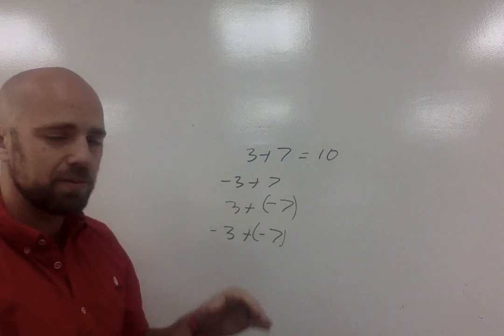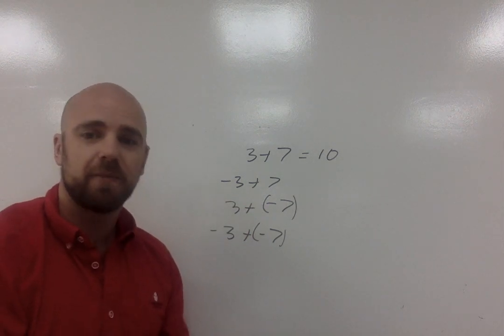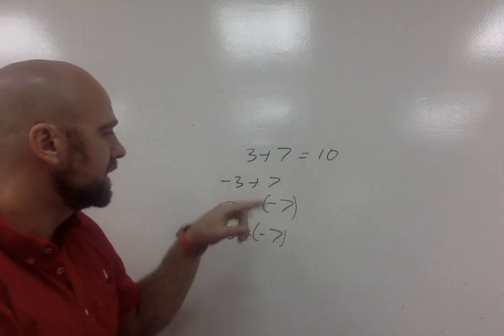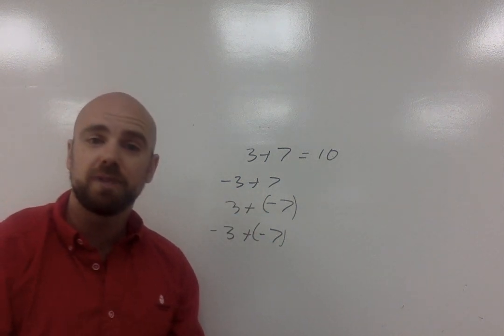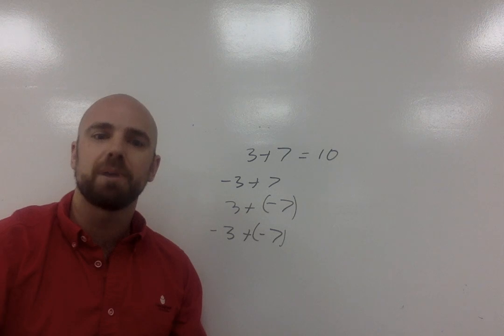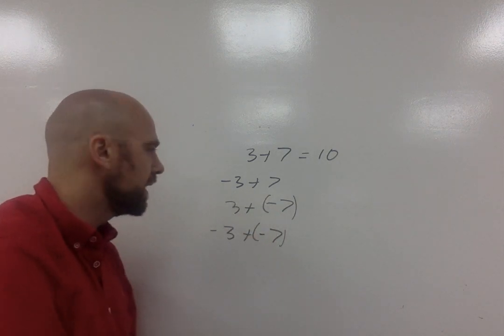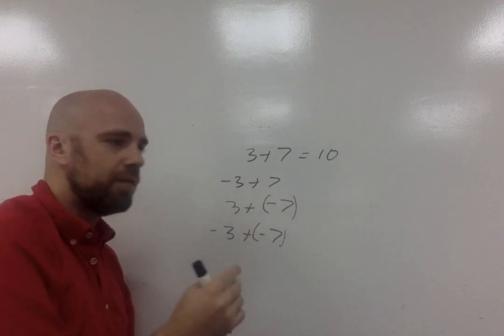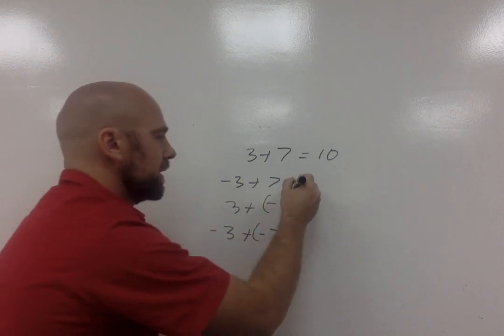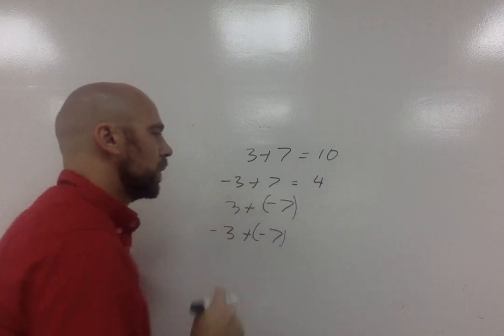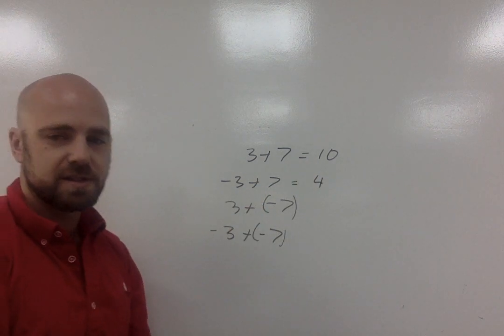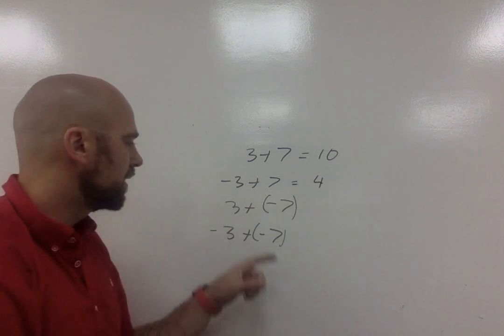So here we have positive 7 and negative 3. When we have different signs and we're adding, what we're actually doing is taking the difference between those two numbers and keeping the sign of the bigger number. In this situation, 7 is bigger. How much bigger? It's bigger by 4. So it's essentially becoming positive 4, because our 7 is bigger than our 3.